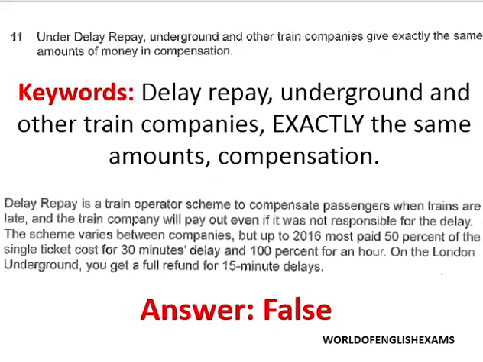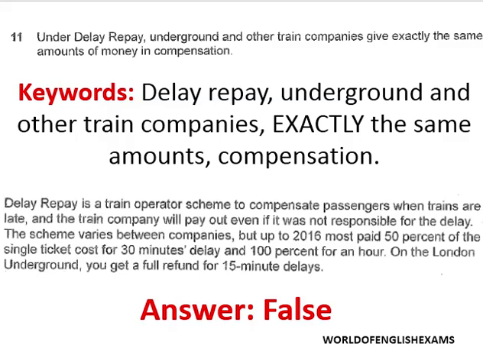The next statement says, under delay repay. So again the same passage will contain the answer. Underground and other train companies. So underground and other train companies means different sorts of train companies give exactly the same. Again these ly words, adverbs are very important. Exactly the same amount of money. Exactly the same amount means you get a compensation from any train company, but the amount will remain the same, so that it's not going to be different. Let's see. The keywords here are delay repay, underground and other train companies, exactly the same amounts compensation.